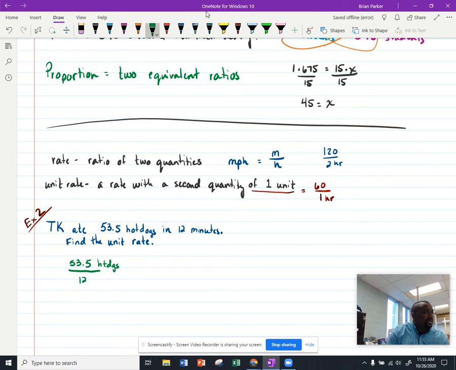In 12 minutes. And we're going to set that equal to, we want to know the unit rate. So that means when one of these quantities is one, when the second quantity is 1. So the second quantity is like another way of saying the denominator, the number on the bottom. So that's going to be 1 minute. All right. So I want to know how many hot dogs he was able to eat in just 1 minute.